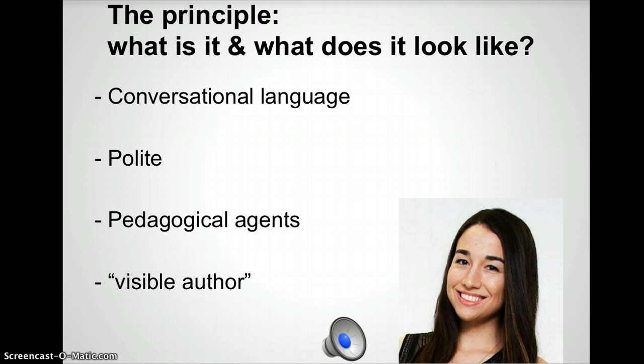Finally, if you act like a visible author, you can guide the students through the content from a human perspective by doing things like using yourself in examples.